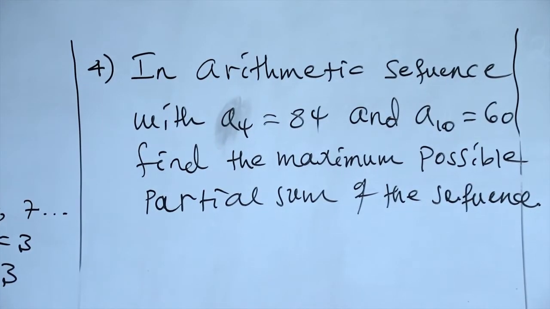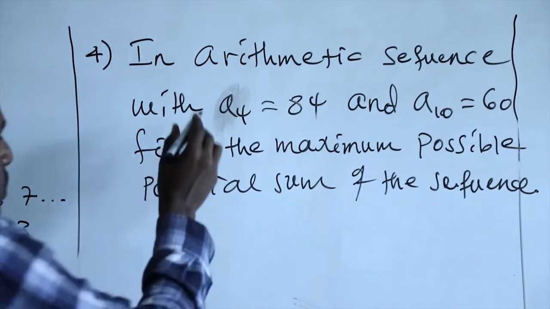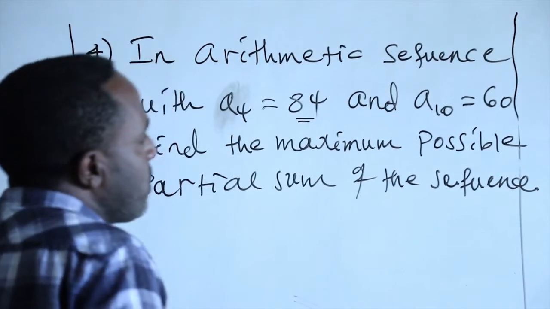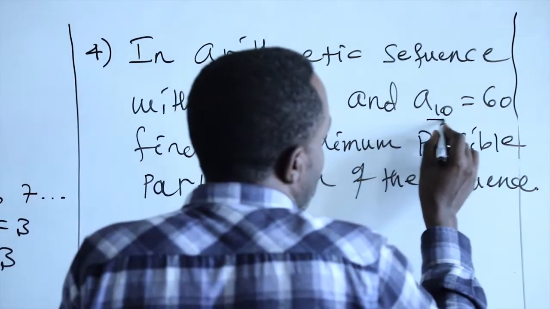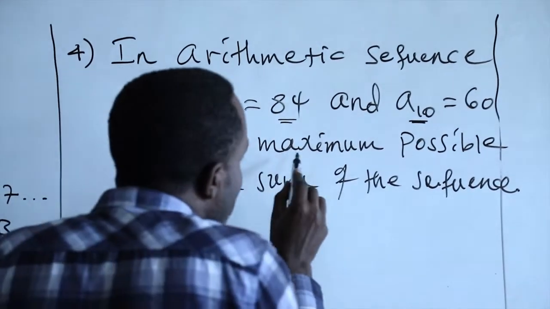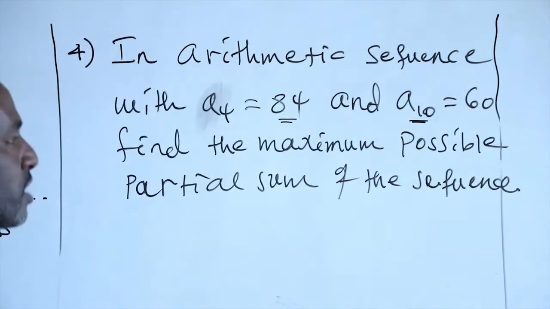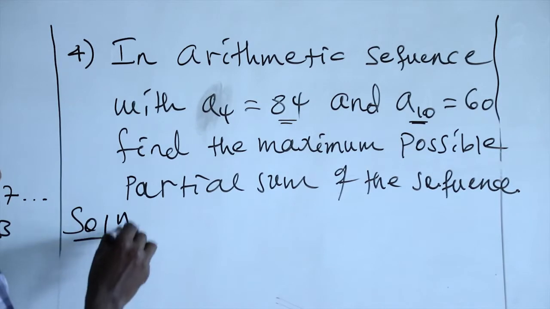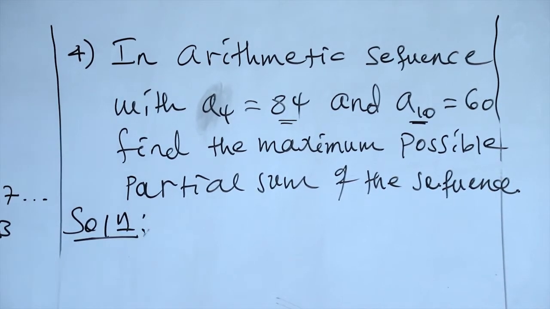Given an arithmetic sequence, with the fourth term A4 equal to 84 and the 10th term equal to 60, what will be the maximum possible partial sum of the given sequence? Now, this problem is a little bit different.